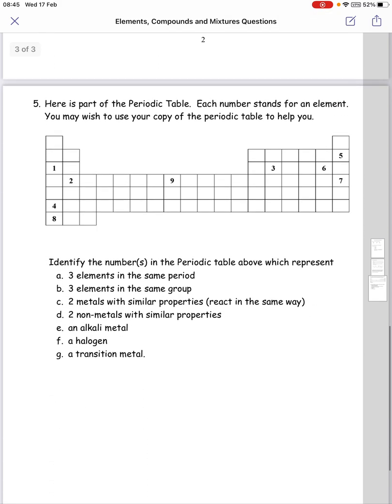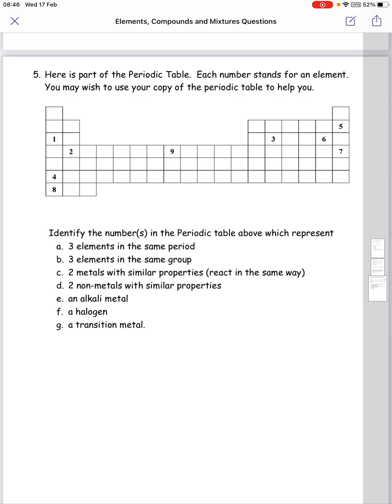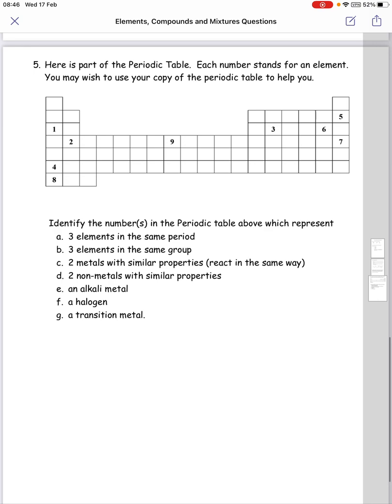Question 5, it's worth pointing out here that we've got a sort of makeshift periodic table and there's numbers in it. These are not the atomic numbers. These are just numbers to represent the different elements, and you've got to use those numbers to answer the questions. So, for example, 3 elements in the same period. What you would be looking for is what 3 numbers are in the same line with each other, and you would write those numbers down. And then the same with the same group. Again, you might need to have a look back in your notes from previous weeks to remind you what a period and what a group is.